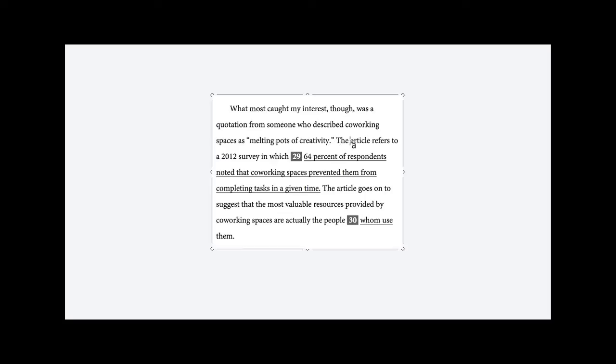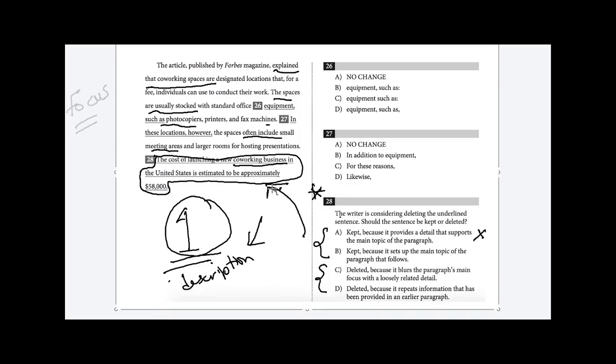And we can read further. It says, the article refers to a 2012 survey in which 64% of respondents noted that co-working spaces prevented them from completing tasks in a given time. The article goes on to suggest that the most valuable resources provided by co-working spaces are actually the people who use them. All right? This doesn't set that up. This is about something different.